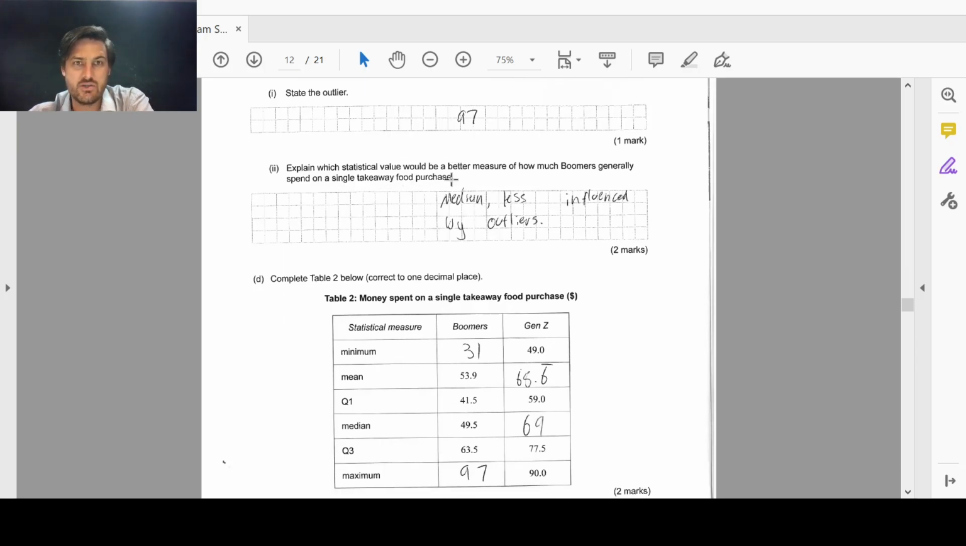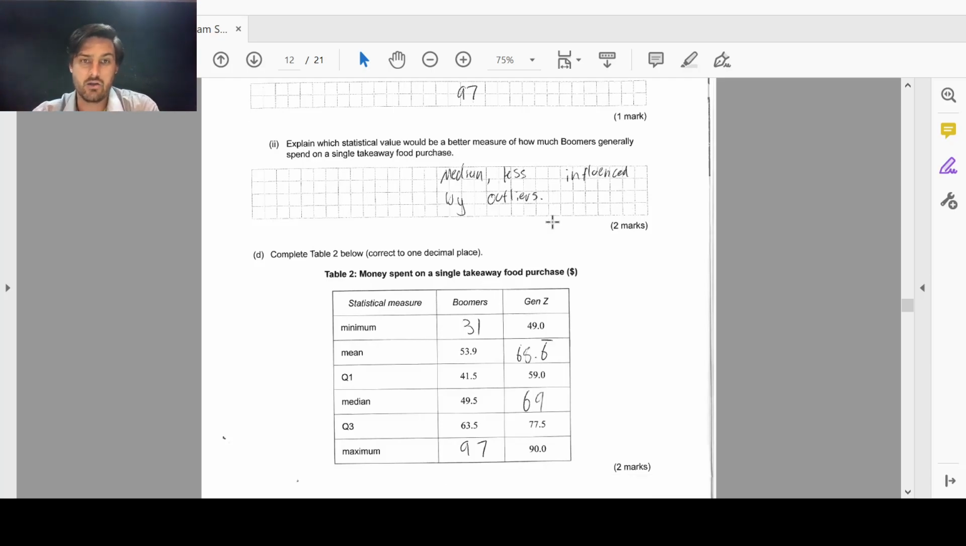Explain which statistical value would be a better measure of how boomers generally spend. The median, because the median is always less influenced by outliers, or you can say extreme values. Either of those statements mean the same thing and are correct.